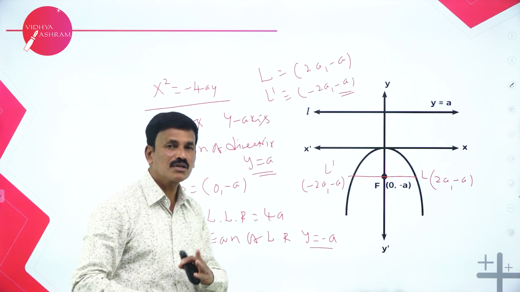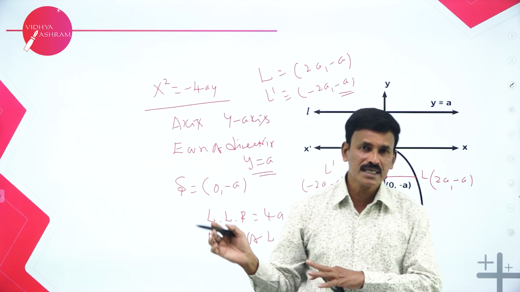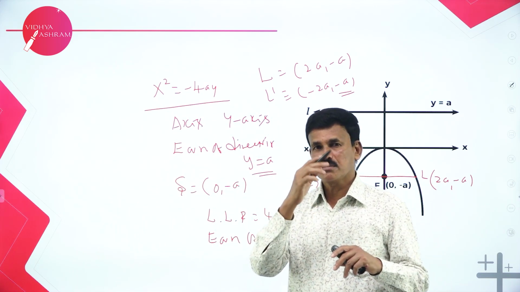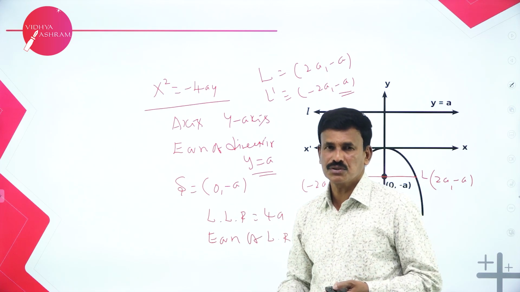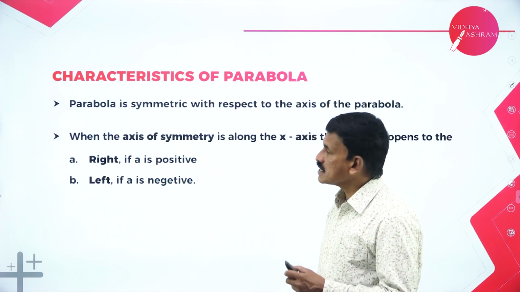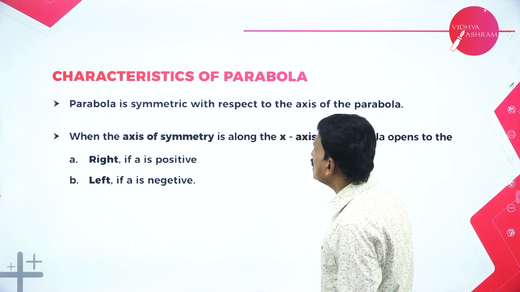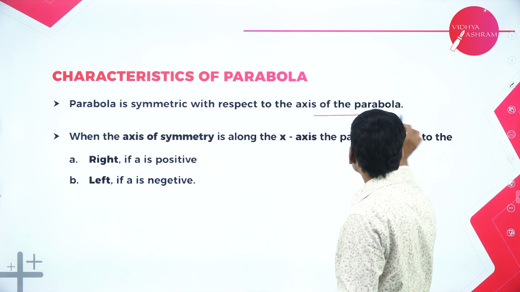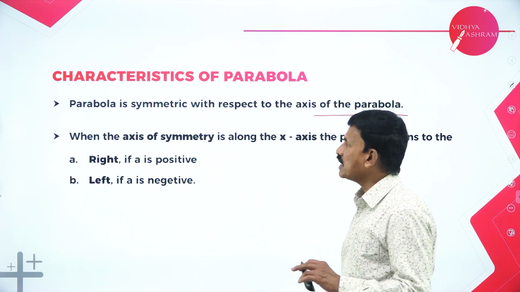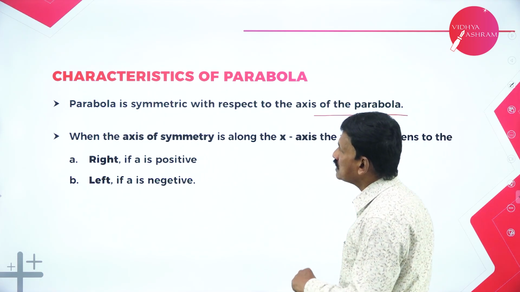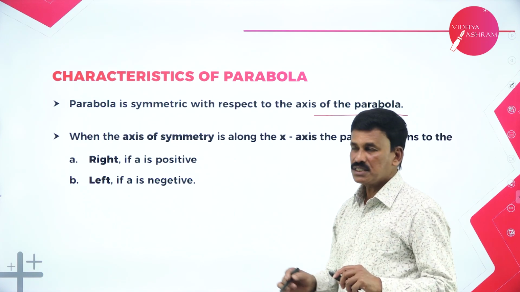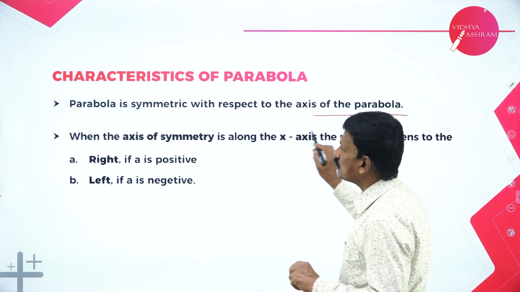These are different types of parabola. So, a parabola opening right side, left side, or a parabola opening upwards or downwards, right. Now, based on this, let us move on to the characteristics of a parabola. So, a parabola is symmetric with respect to the axis of the parabola.